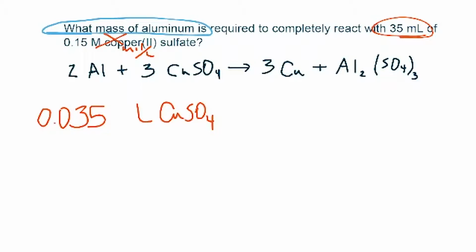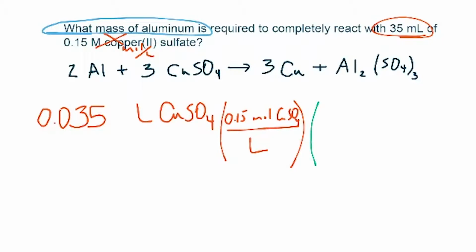Now I'm ready to use my molarity to put that into moles. What unit goes on the bottom to cancel is liters. So I have 0.15 moles of copper(II) sulfate in the numerator. Now I'm ready to use my mole ratio. And where do I get a mole ratio? From the balancing coefficients. I have moles of copper(II) sulfate in my numerator now, so I need that in my denominator. I'll bring the balancing coefficient along with it. 3 moles of copper(II) sulfate.